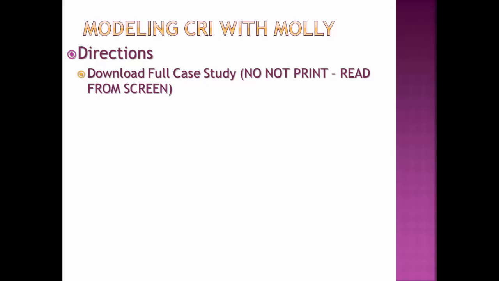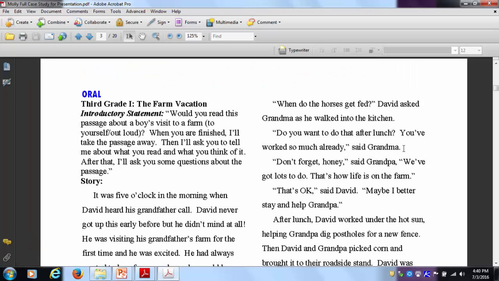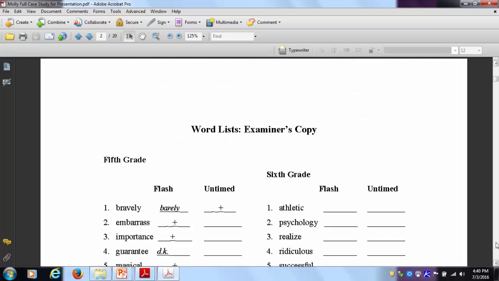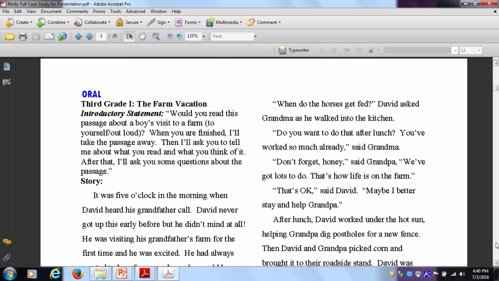We're going to ask that you download a full case study. The reason we ask that you don't print is that it's very, very lengthy, and you'll be able to read it from your screen. So let's look at this full case study. Let's get it right up to the beginning. This is Molly, who's a 4th grade student. She was administered the word lists and then went on to the passages.